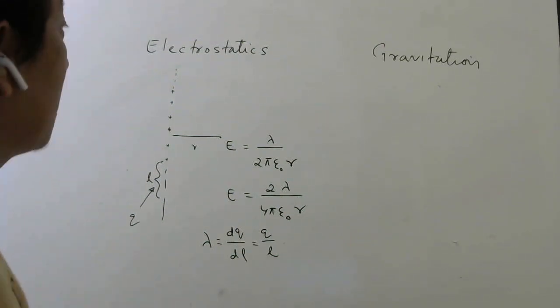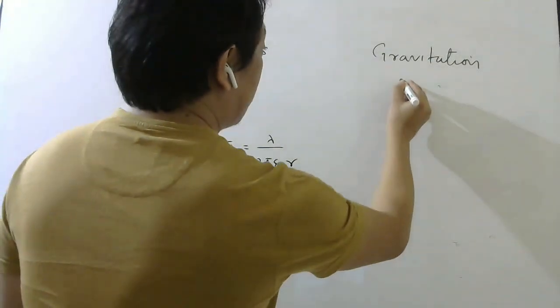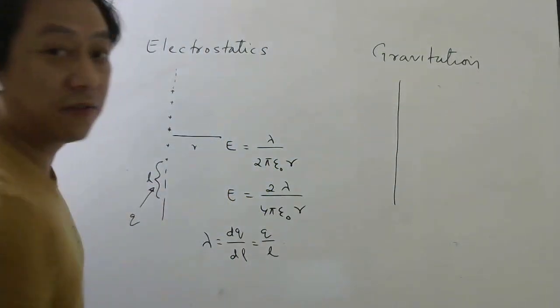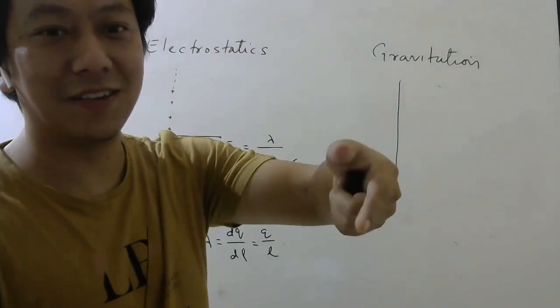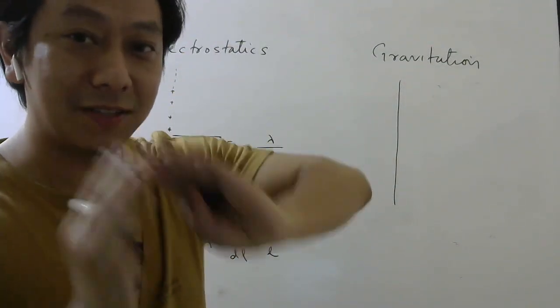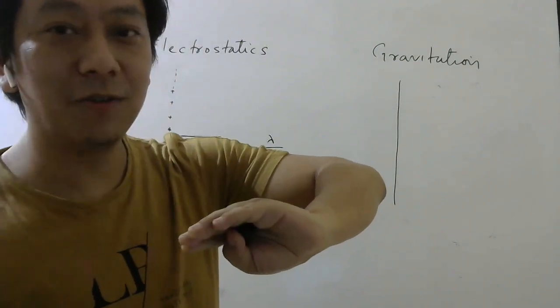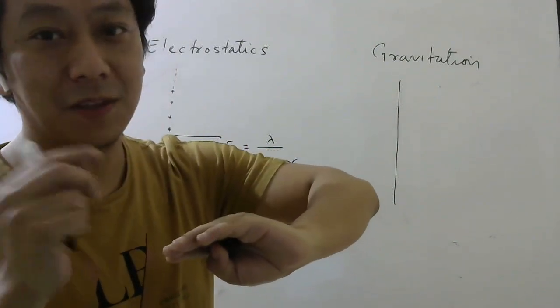Okay, students. Now, for the gravitation chapter, instead of a line charge, you will have a line mass. So you can take a wire. A wire has mass, no, you don't have to charge it. See, in order to have charge, you need to take electrons out, or you need to give electrons, new electrons.